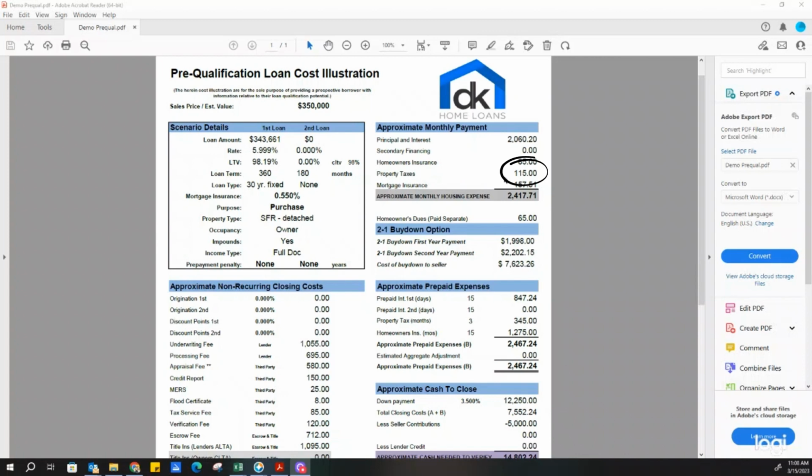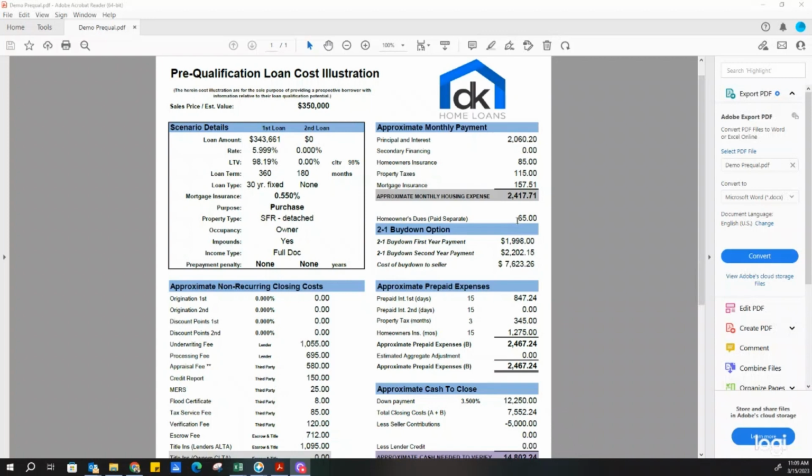Estimated property taxes, these are going to change with every different property because each different property has different property taxes associated with it. So right now we would just be estimating these. And the mortgage insurance was right over here where we showed you that a little earlier. So total approximate monthly housing expenses, $2,417.71. Now, if you have a homeowners association, you will pay your dues separately, but we will still factor those in as part of your qualifying payment.